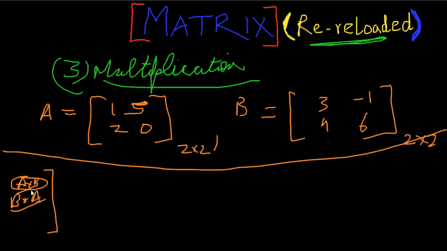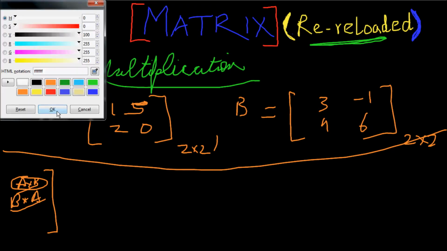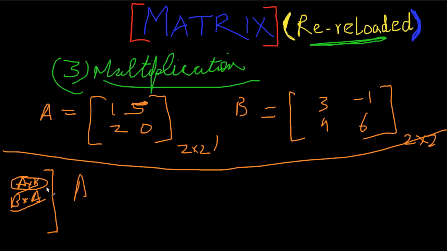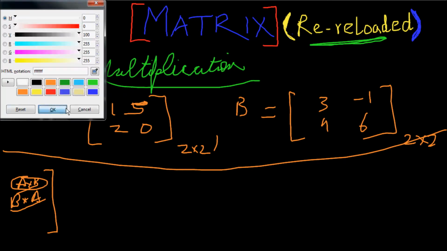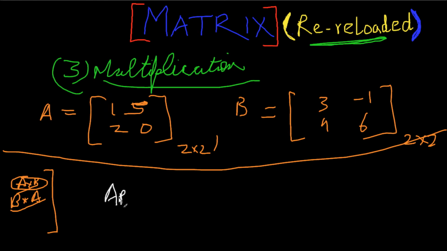Okay, guys, now let's perform A times B. As I already told you, we will follow the same rule. Left to right, up to down, left to right, up to down, this direction, this direction. Now go row by row, and each row with each column, and then go down once you finish with one row. So I'd say 1 times 3 plus 5 times 4. It's always a plus, remember.